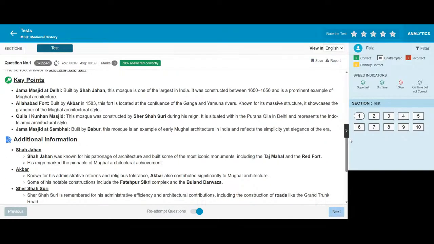Jama Masjid at Delhi, built by Shah Jahan. This mosque is one of the largest in India. It was constructed between 1650 and 1656 and is a prominent example of Mughal architecture.